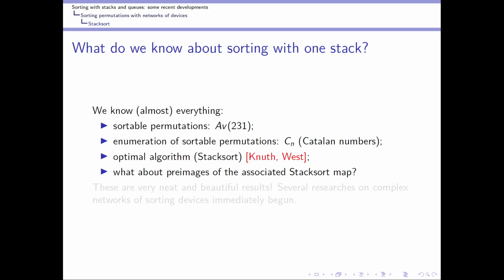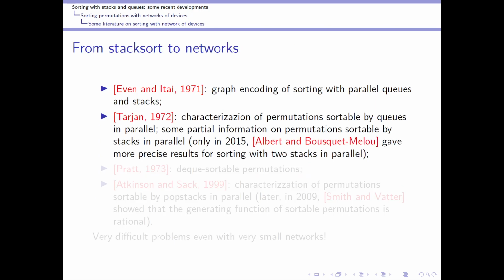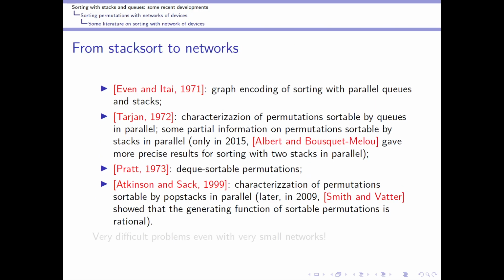At any rate, the results we have on sorting permutations with a single stack are very nice and very neat. And so it is natural to try to extend them to more complicated situations, more complicated machines. And in fact, right after these results for stack sort, many people started investigating the same kind of question for more complicated network of devices. And here in this slide, I have listed some of the results that have been obtained. Some of them are interesting properties regarding machines consisting of stacks or queues or other containers connected in series or in parallel maybe.